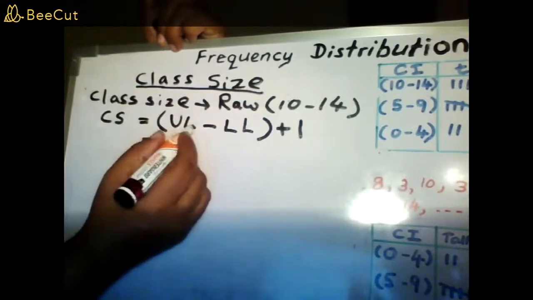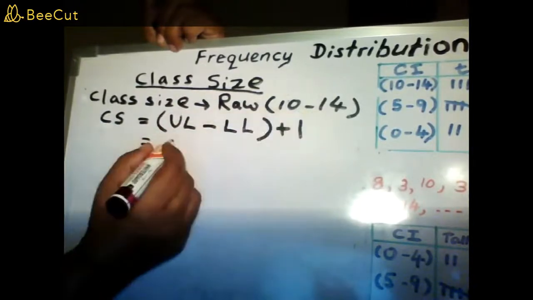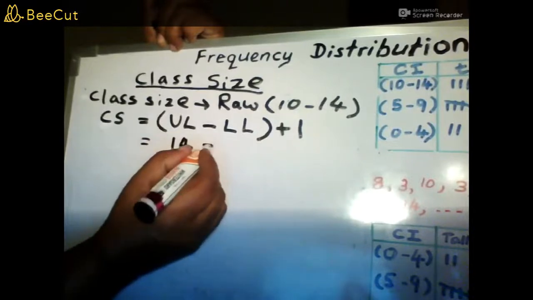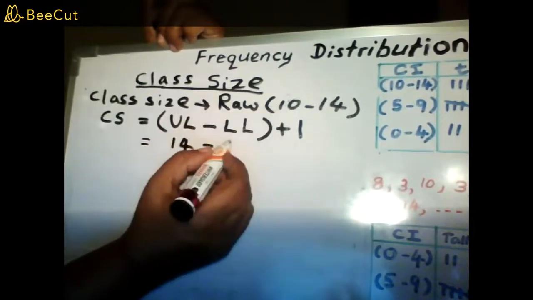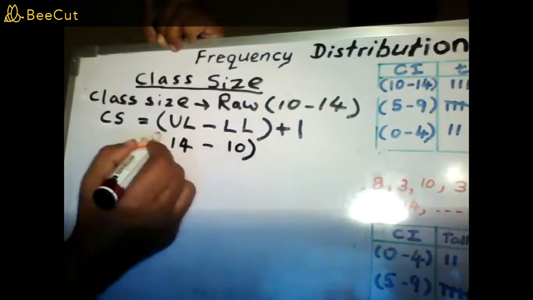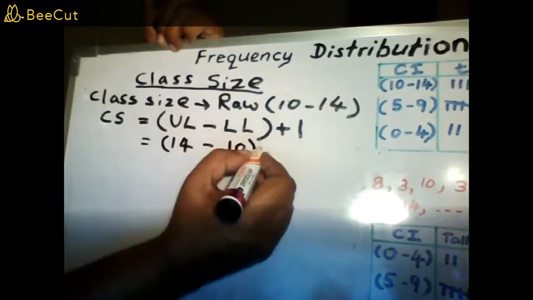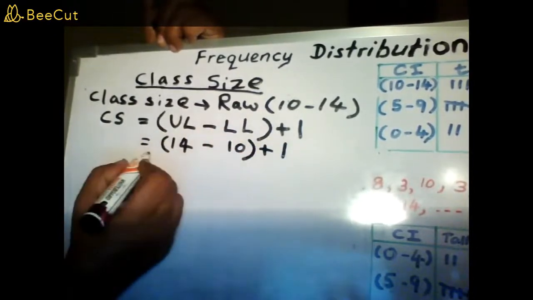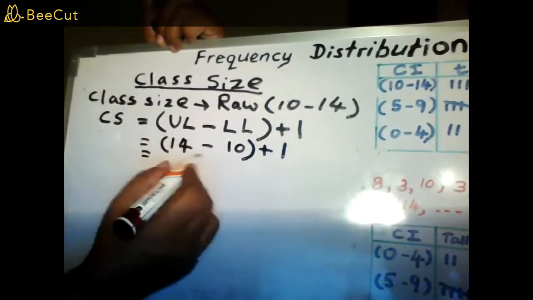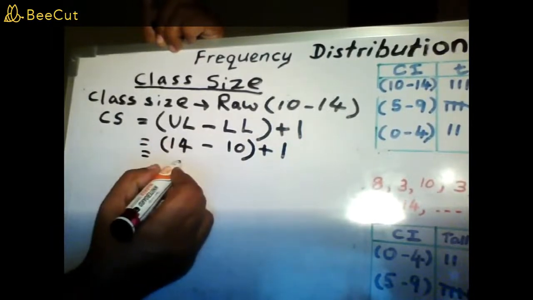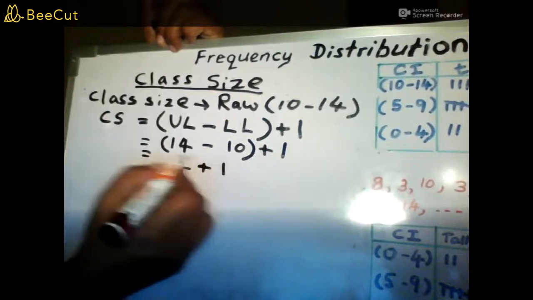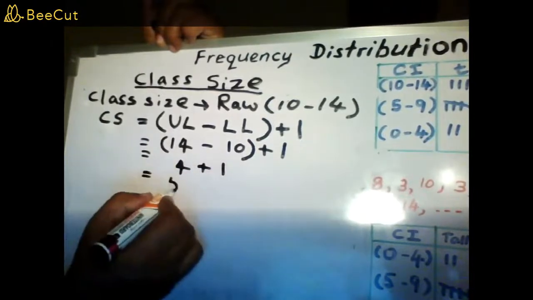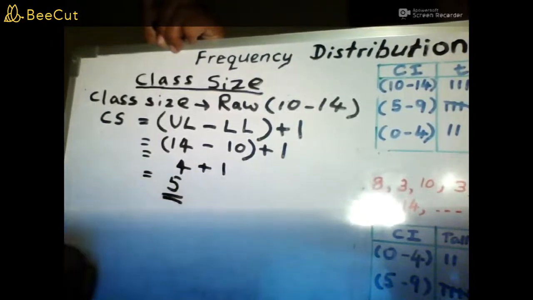Now what is the upper limit of this class? It's 14. And what's the lower limit of this class? It's 10. Put the brackets. Always put the brackets. Plus 1. So here the calculation is 4 plus 1. The answer is 5.